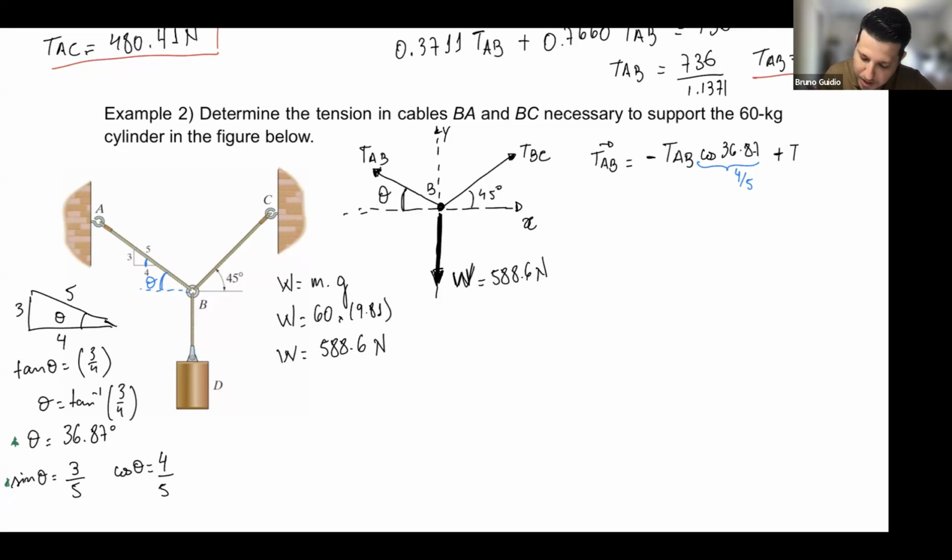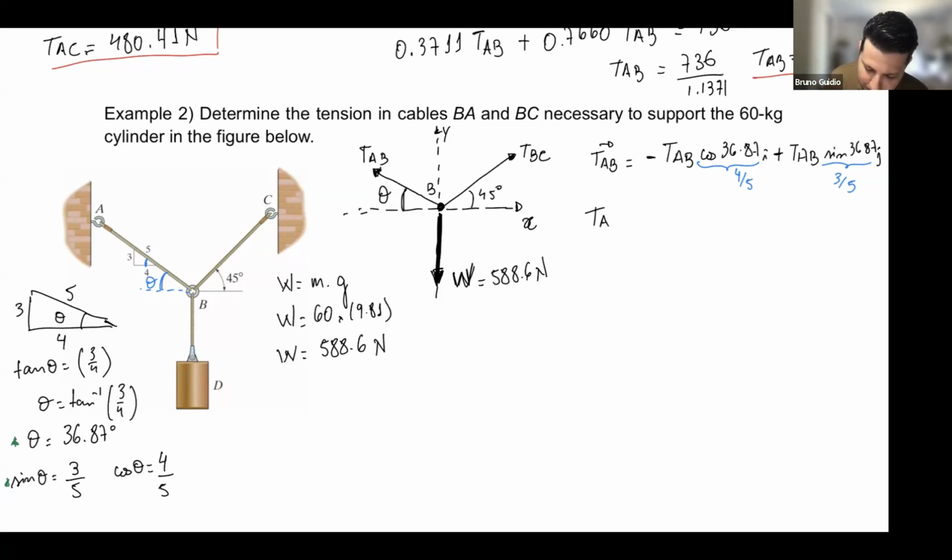Positive TAB sine 36.87. I forgot i hat, j hat. Or this is 3 over 5. Once again, sine 36.87 is 0.6, 3 over 5 is 0.6. So they are the same. Maybe some numbers differ a little bit in the decimals, but they are pretty much the same. So there are both ways to solve it.